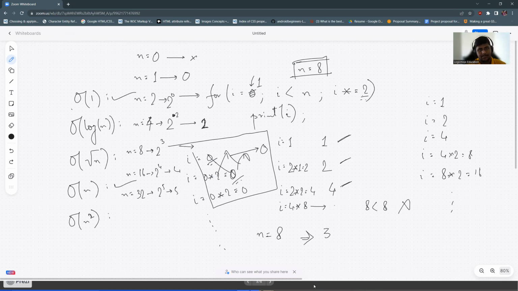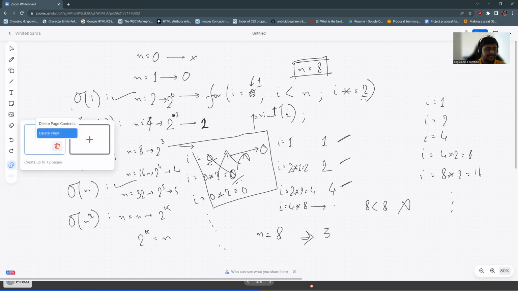Basically, it's going in the powers of 2. So for n, it should run k times, where 2 to the power k is equal to n, where k is an assumption right now. So 2 to the power k is equal to n, or k, basically then what we do is, okay, let me remove this for now.